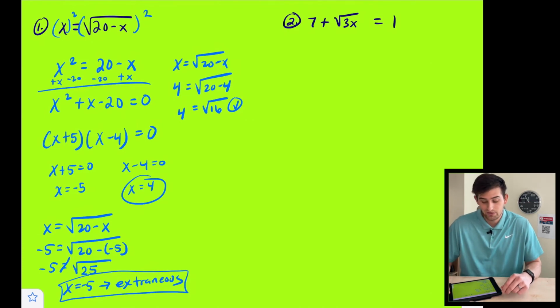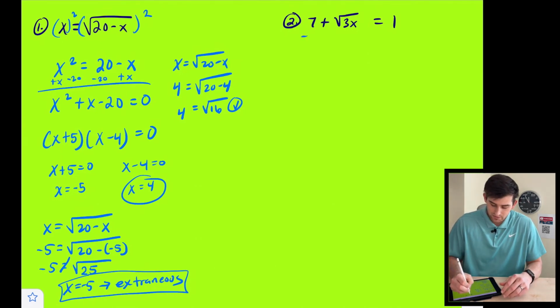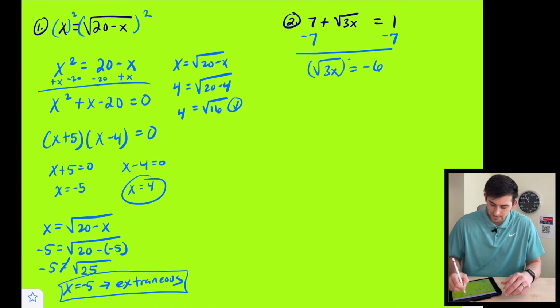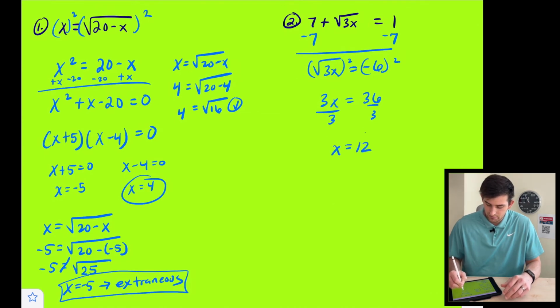7 plus the square root of 3x is equal to 1. So remember, let's use inverse operations to get that radical by itself. I'm going to subtract 7 from both sides. Now I have the square root of 3x is equal to -6. Now let's square both sides, and we get 3x is equal to 36. We divide both sides by 3, and we get x is equal to 12, okay?